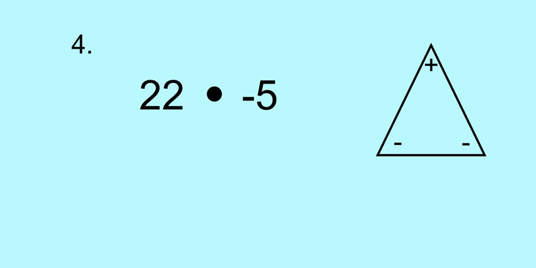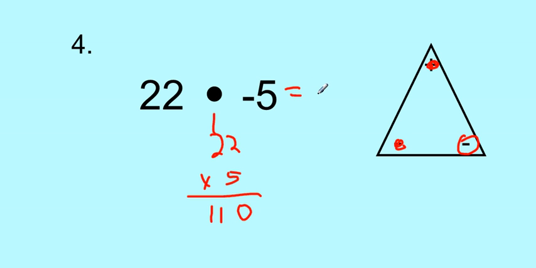For number 4, 22 times negative 5. Okay, we're going to cancel out a positive and a negative, and our answer is going to be negative. So let's rewrite this, stack it so that we can solve it. 2 times 5 is 10, carry our 1, 2 times 5 is 10, and 1 is 11. So our answer is negative 110.